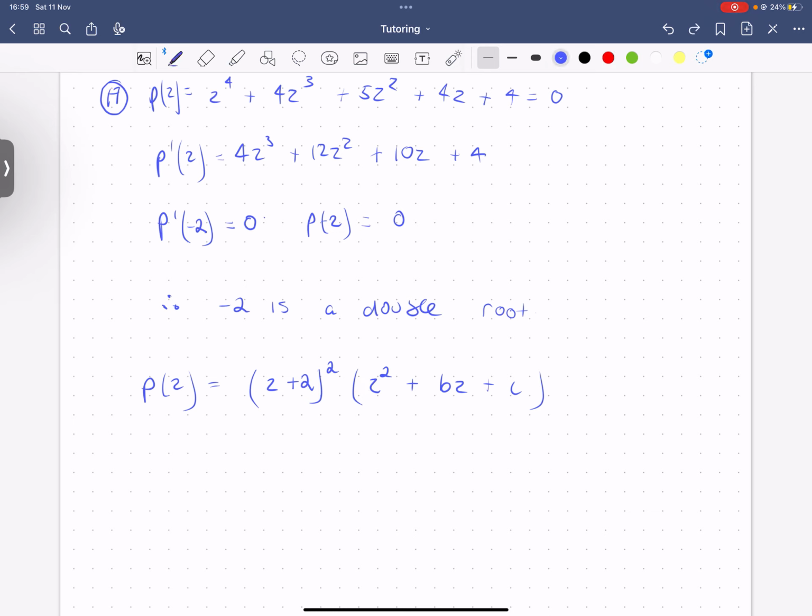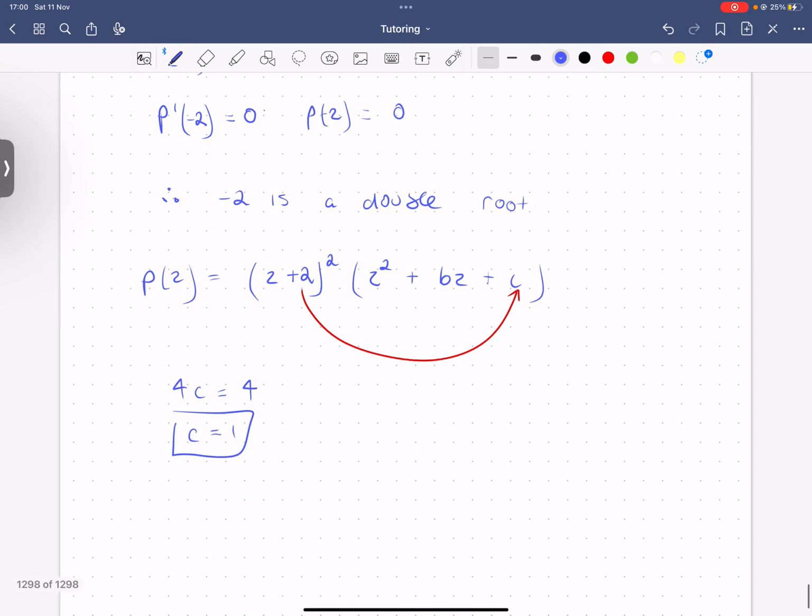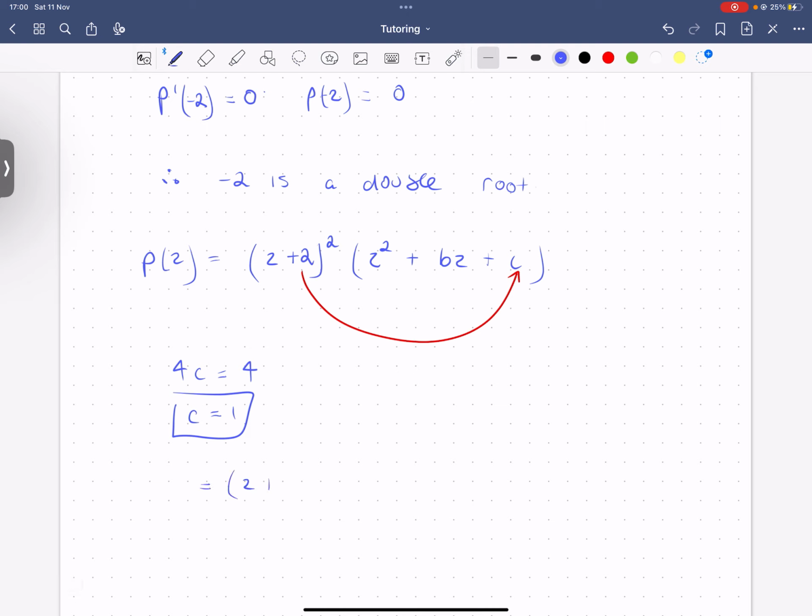So if we go about expanding this, what have we got? 4. If we have a look potentially at the last term, the constant term, is going to be 4 times c, or 2 times 2 times c. 4c has to equal 4 because that's the constant of the original equation. So c is equal to 1. And then we've got to think about what b is equal to. So z plus 2 squared times z squared plus bz plus 1. We figured out c was 1.